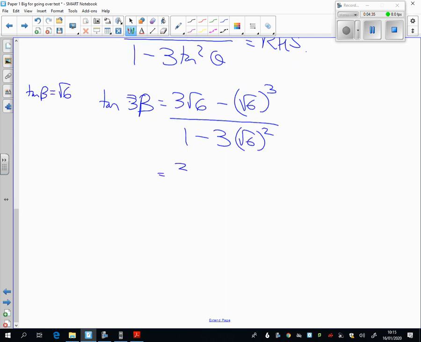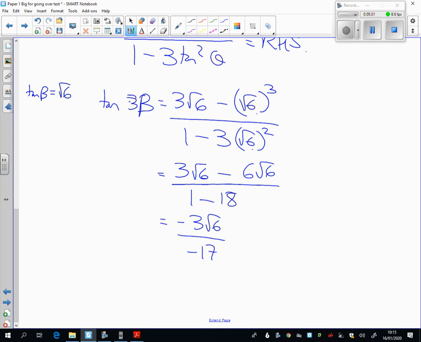Not much to go. Root 6 cubed, you can do it on the calculator if you really have to, but it's root 6 times root 6 times root 6. So the 2 root 6's to start with give me 6 root 6's. On the bottom here, I've got root 6 times root 6, which is clearly 6. 6 times 3 is 18. So I've actually got minus 3 root 6's over minus 17. Just cancel the negatives to give us 3 root 6 over 17.